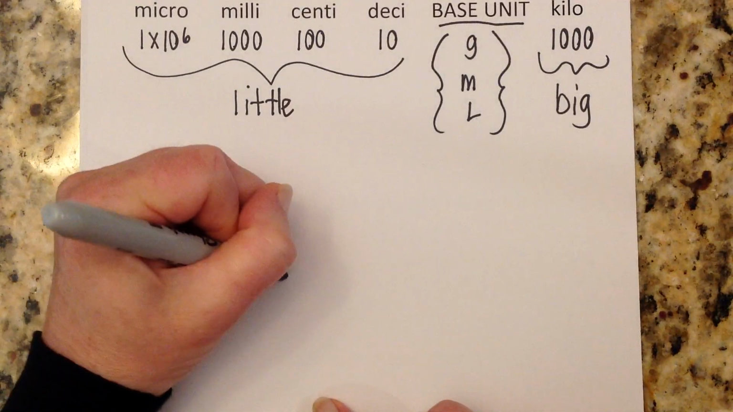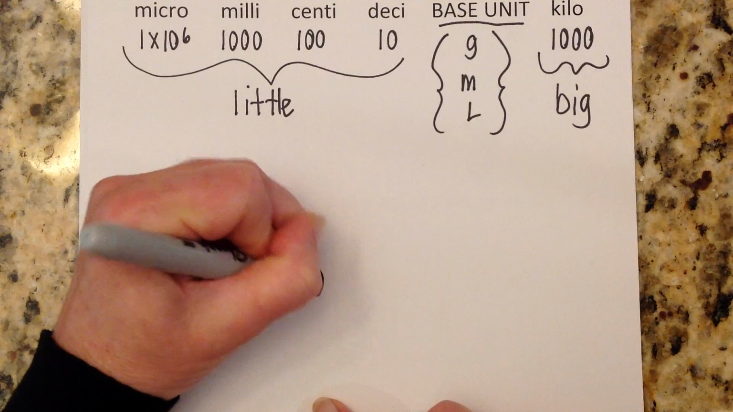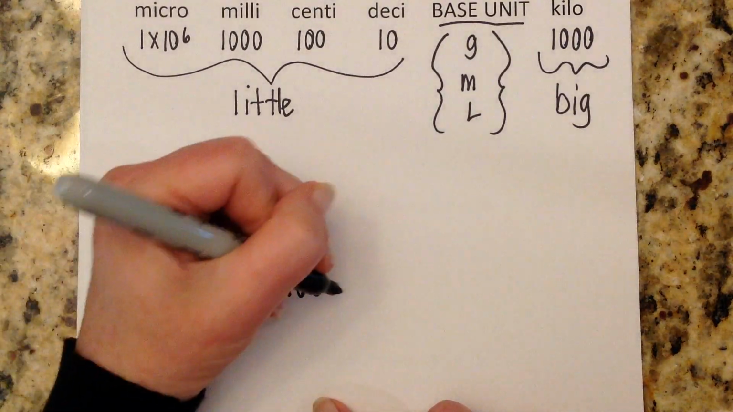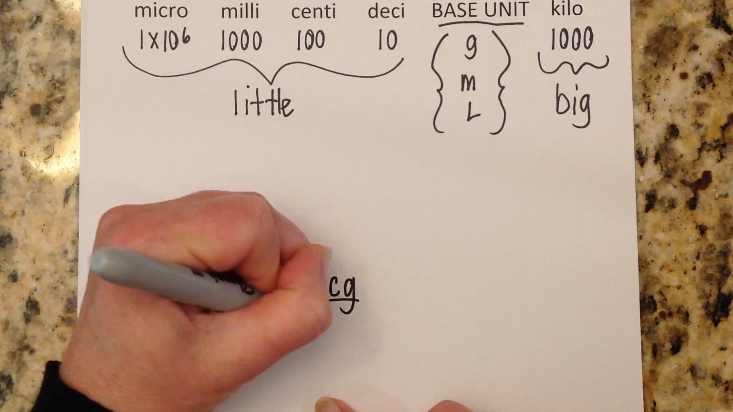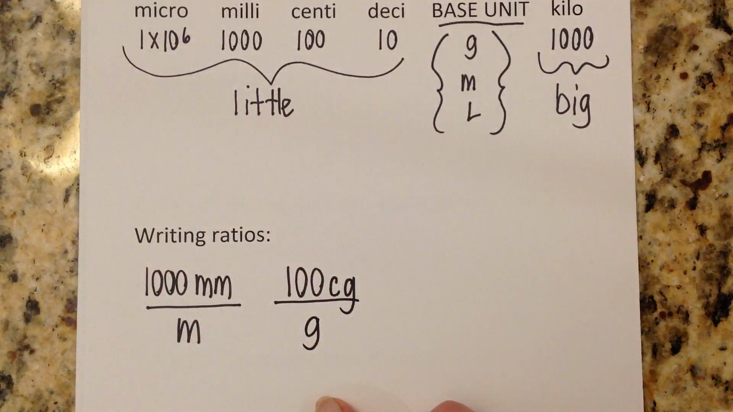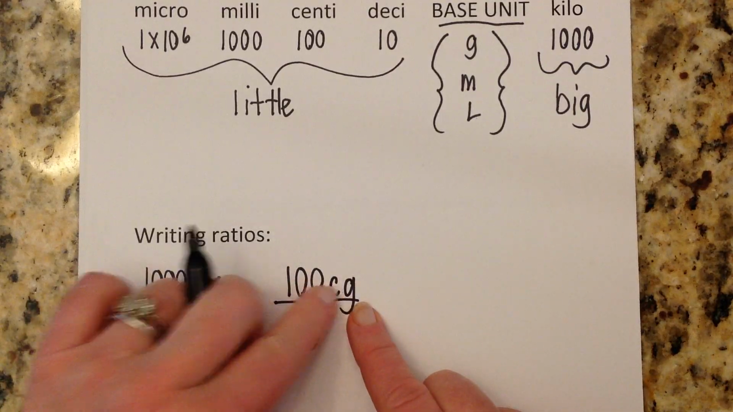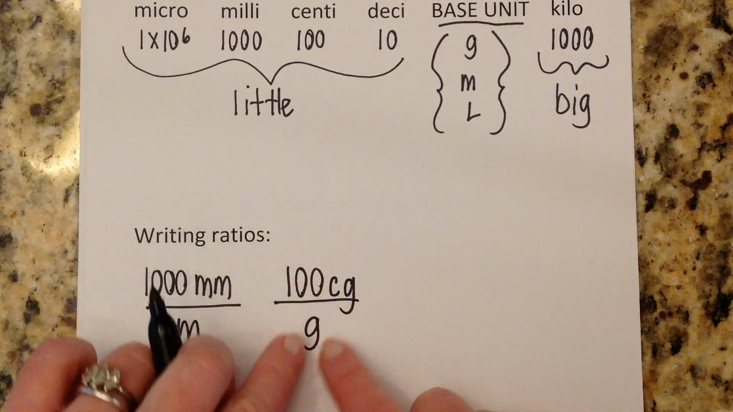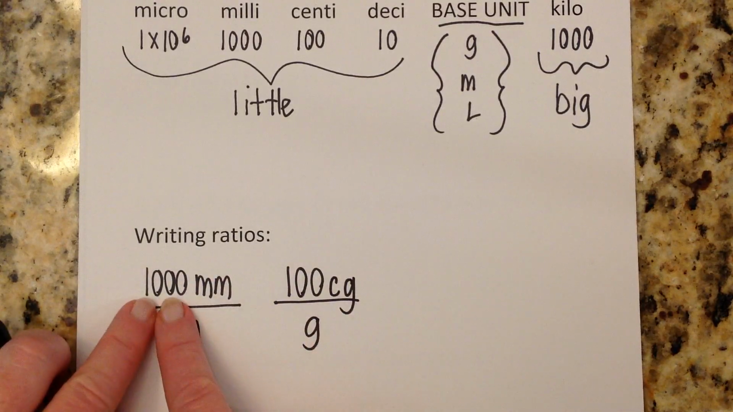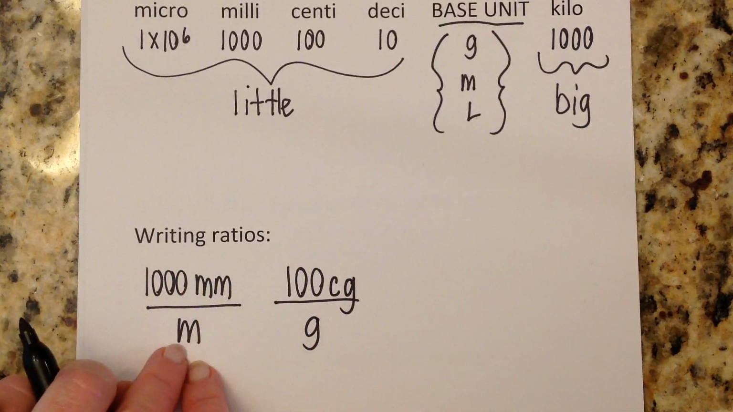Let's give you another one. There are 100, we'll use grams this time, centigrams per gram. Does that make sense? Yes, because the centigram is smaller than a gram, so it makes sense there would be 100 of the little things in the big thing. There would be 1,000 of the little things in the big thing.